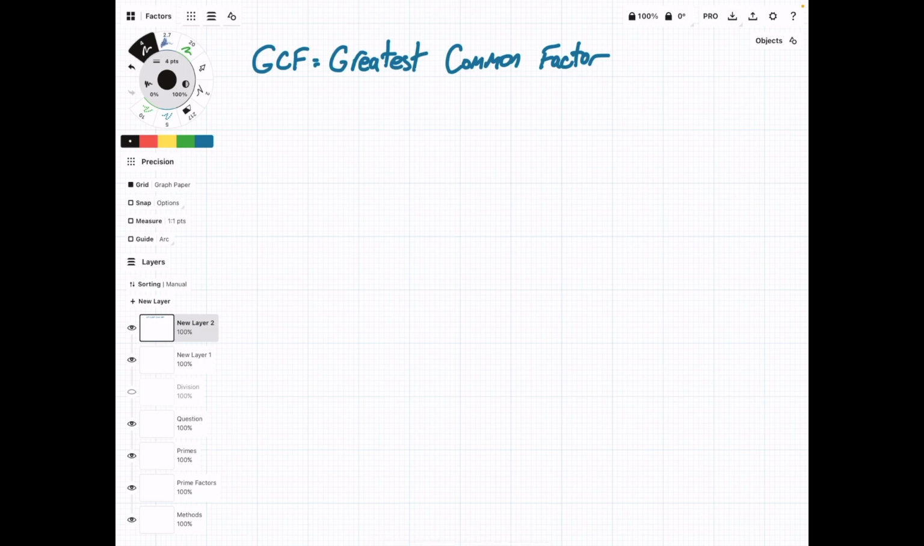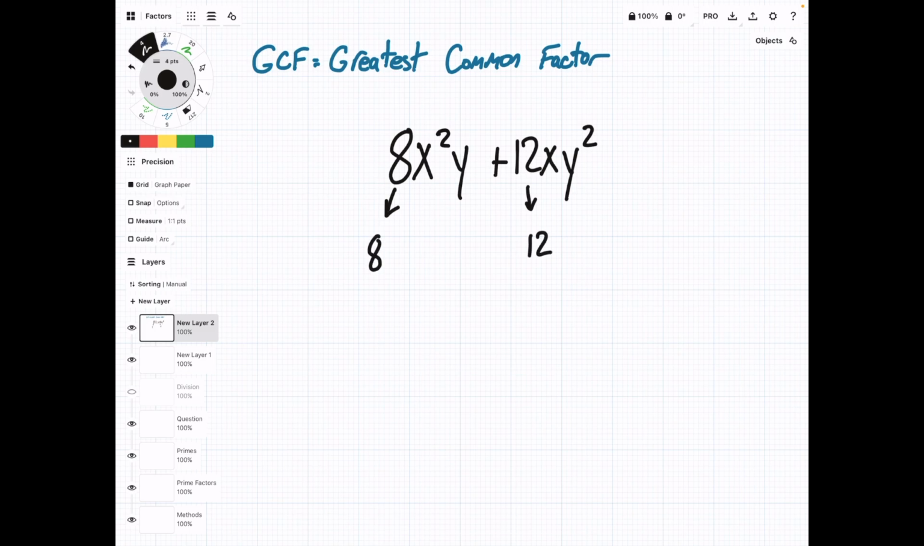Okay, now let's look at another problem, this time a little bit more difficult. Say we have 8x squared times y plus 12xy squared. In this case, we're going to do the same thing to start. We're going to extract the coefficients and factor them.